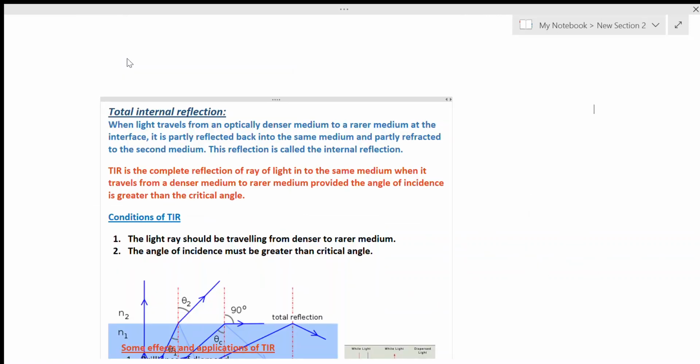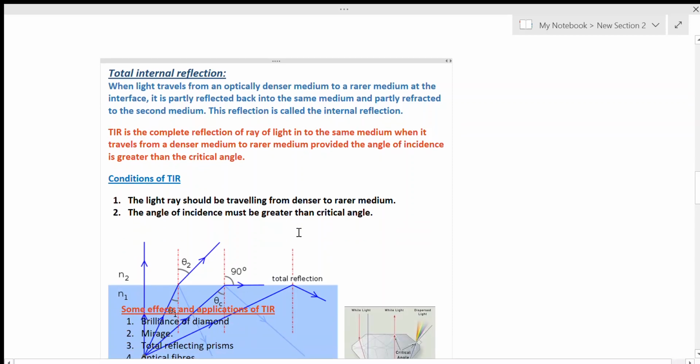We will study the portion total internal reflection from ray optics. When light travels from an optically denser medium to a rarer medium, at the interface it's partly reflected back into the same medium and partly refracted into the second medium. This kind of reflection is known as internal reflection. Total internal reflection means it is complete reflection of the ray of light into the same medium. Then there won't be any refraction at all.